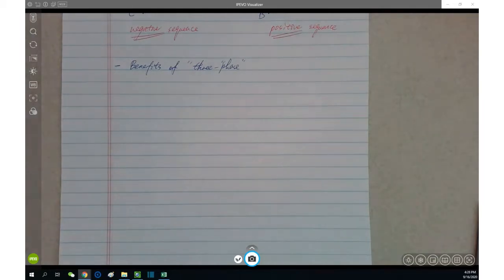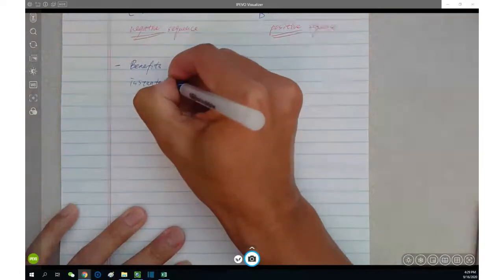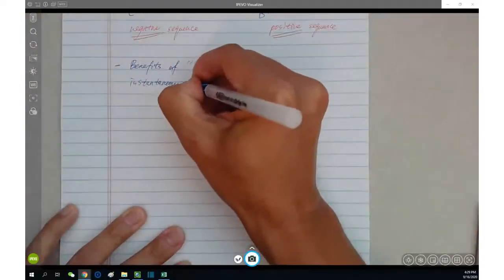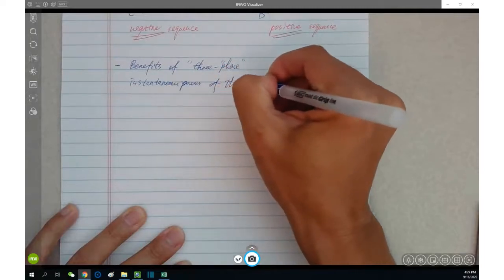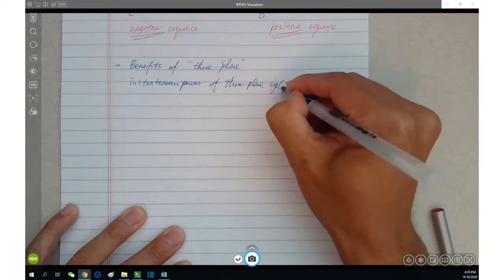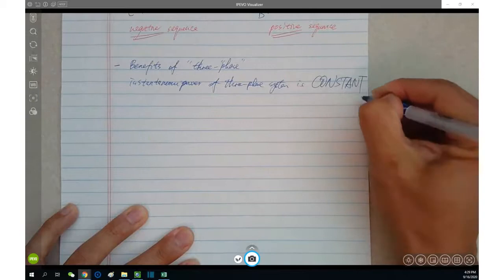Actually, the most significant benefit is the three-phase power. It's very good. I heard the correct answer from Alex Smith. Instantaneous power. Instantaneous power of three-phase system is what? It's constant.